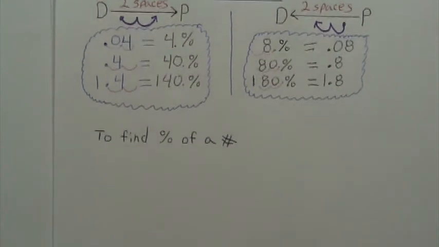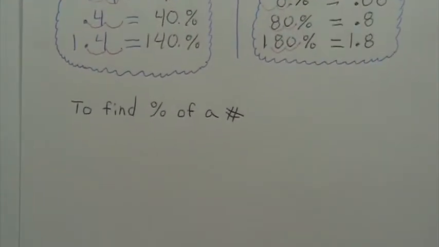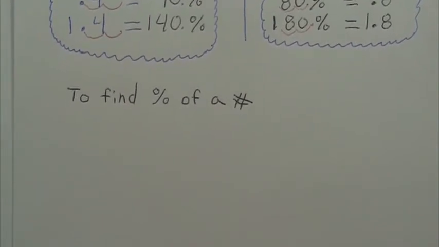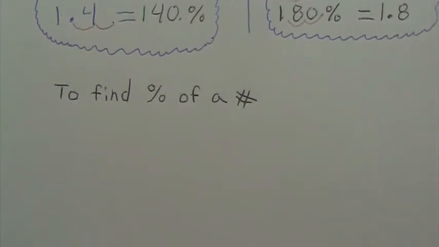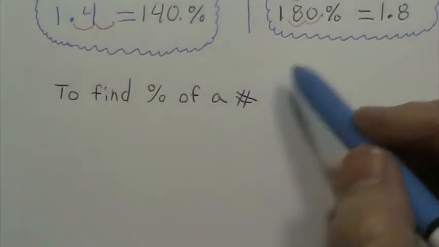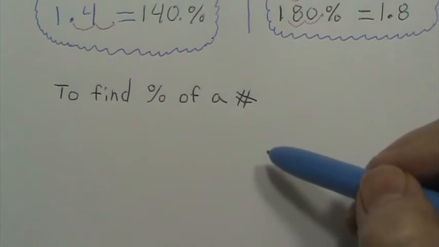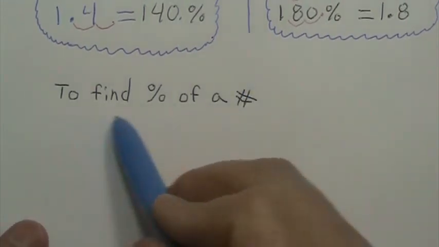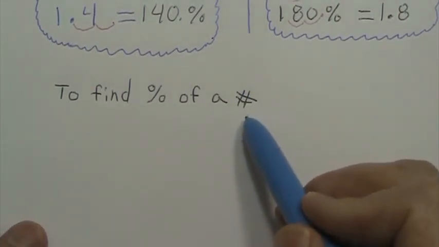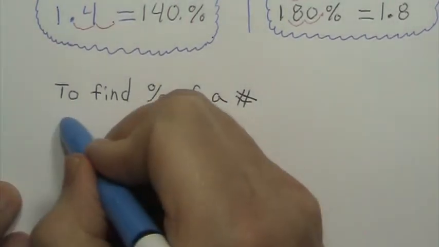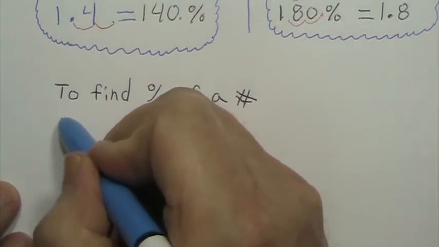Okay, now let's get to what we want to do, which is to find percent of a number. To find percent of a number, now this is a pound symbol. I just use that to represent number. To find percent of a number, now I'm going to use a little shortcut. Remember, I'm going to use the symbols we've been using.